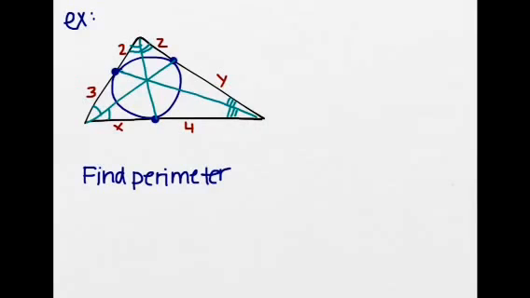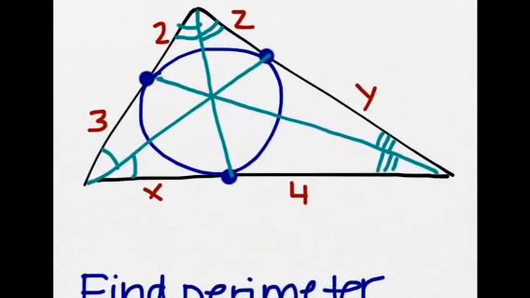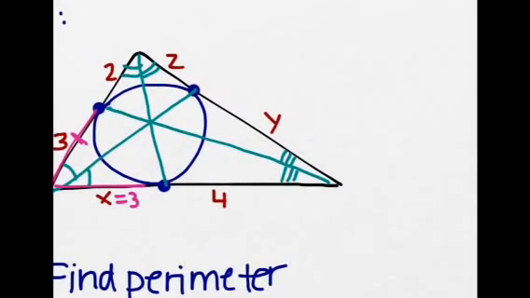Okay? So let's see, and we are to find the perimeter. Let's do this. So we know that this length is congruent to this length, right? By the theorem we showed on the last page. So x equals 3. We realize that this length is congruent to this length, right? By our previous theorem again.